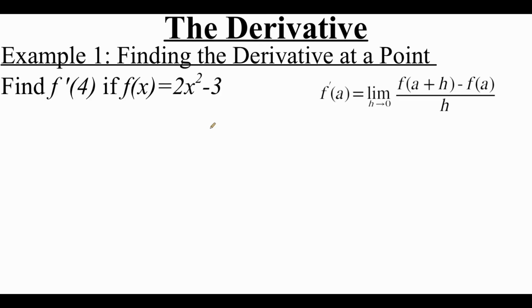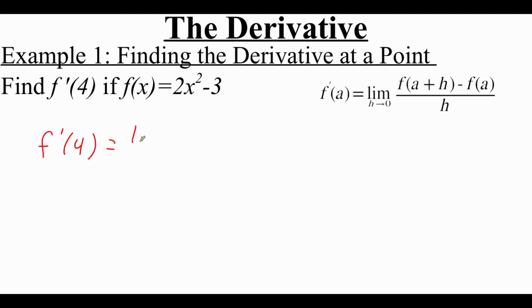So we're going to look at an example where we find the derivative of a function at a specific point. Remember, what that means is we're finding the instantaneous rate of change of our function at that specific point. I've got our second definition for that derivative written over here. That's the definition that we're going to use to help us out. So we're going to find f prime of 4 if our f of x function is 2x squared minus 3. So we're doing f prime of 4.